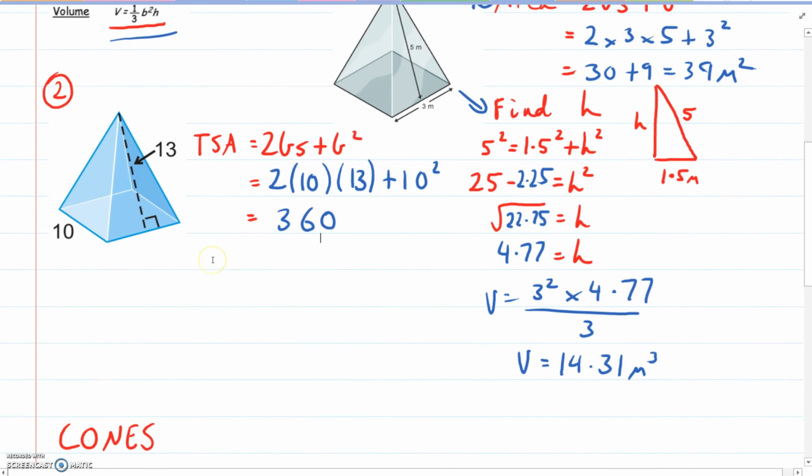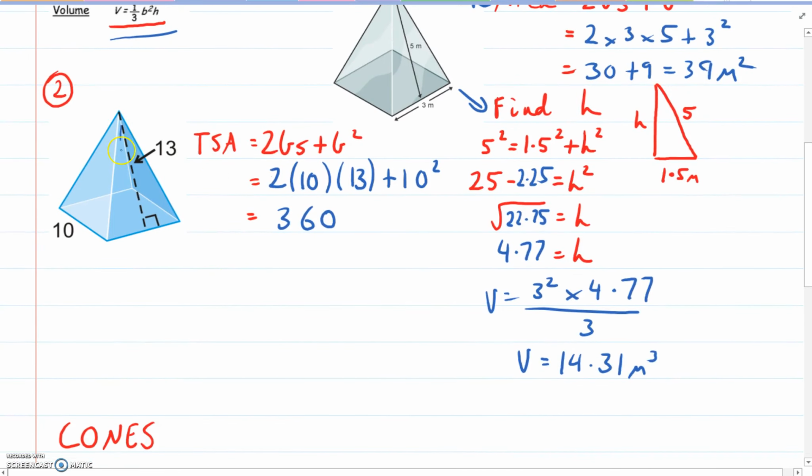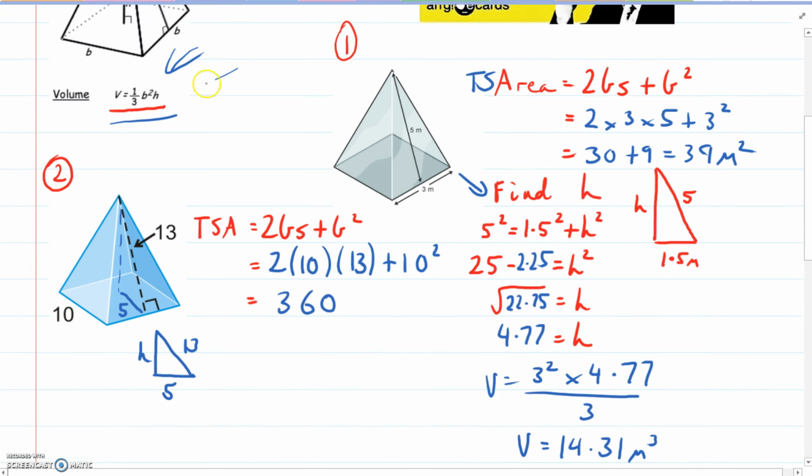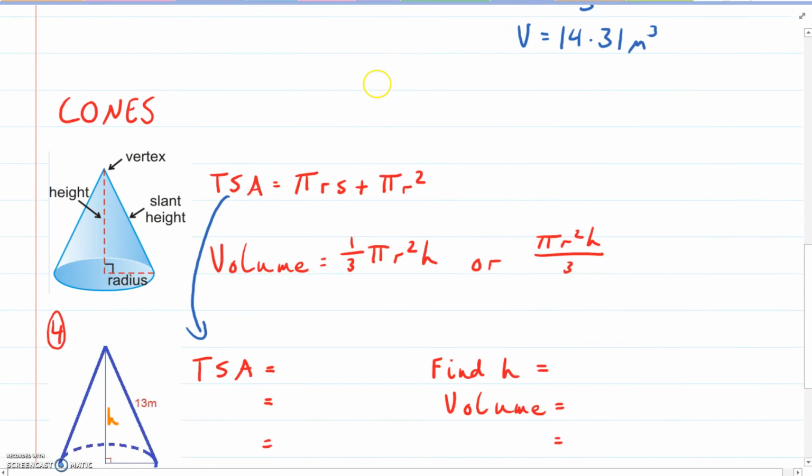Volume, same kind of thing. You'd need to find the height. Let's see if I can represent that here. To do that, you're saying that this is going to be 5 meters, so then you'd have a little triangle here of 5, 13, and you want to find out what h is. And then you can use this volume formula.